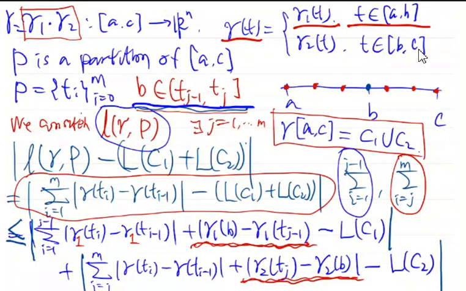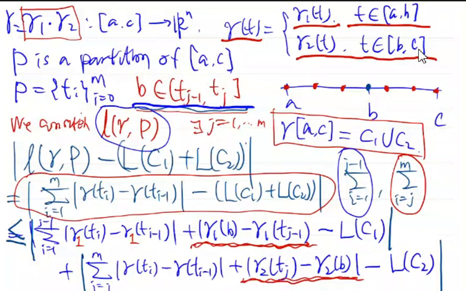Okay. Similarly, for i greater than or equal to j, because b is less than or equal to t_j, the t_i will not be less than b. Therefore, the t_i lie in the interval [b, c]. So in the interval [b, c], our gamma(t) is gamma 2.